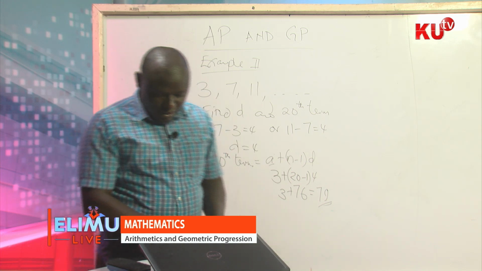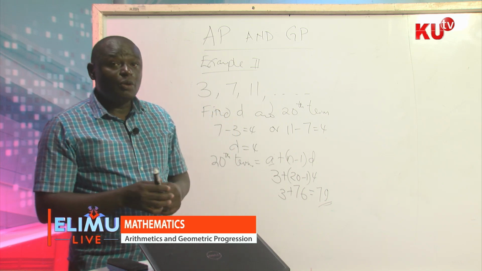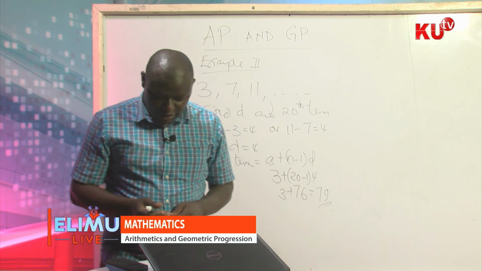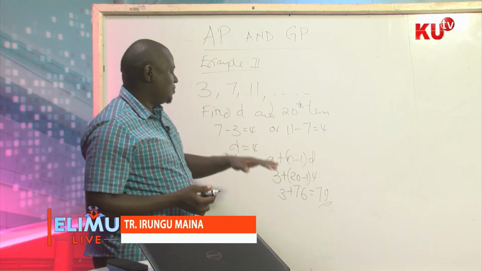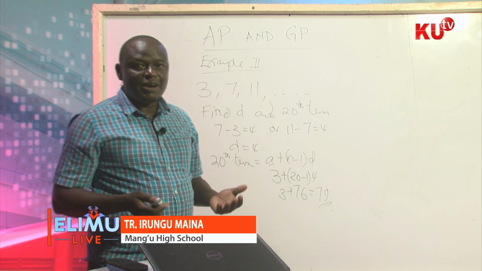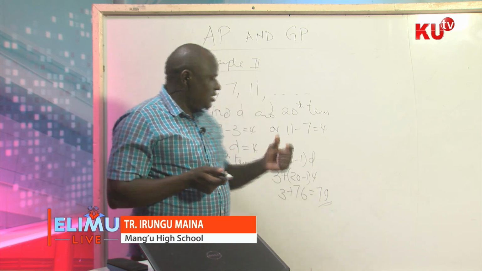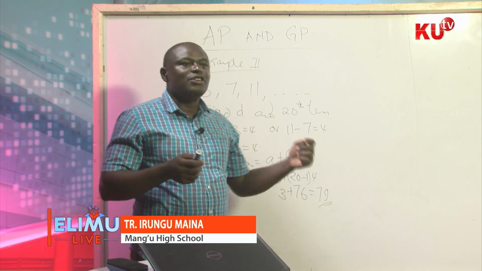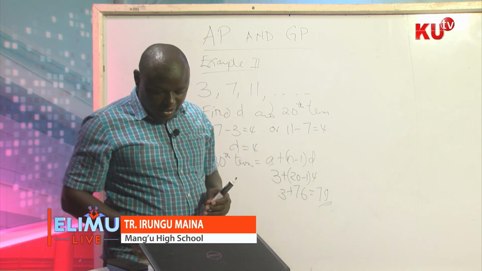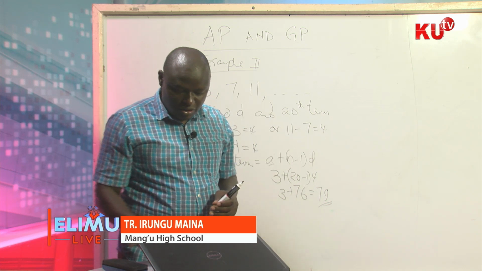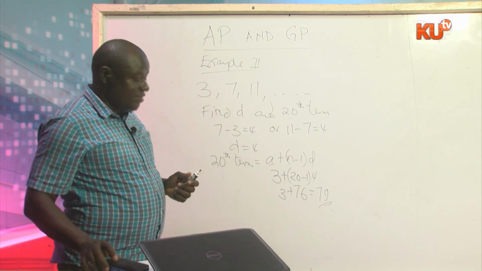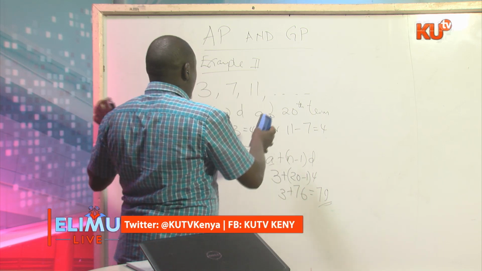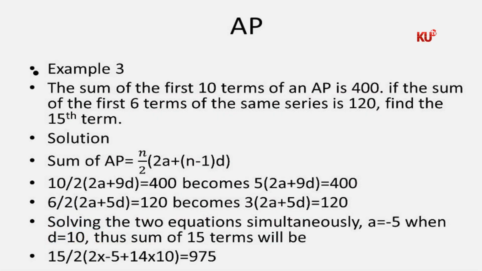Good. We can look at another example. I hope we are clear in that particular case. They can ask you 10th term, 20th term, 100th term, whichever value they want. Just fix it into the formula and you will get the right term. Having said that, I want us to do another example, number 3. Example number 3 is on our screen, well displayed.